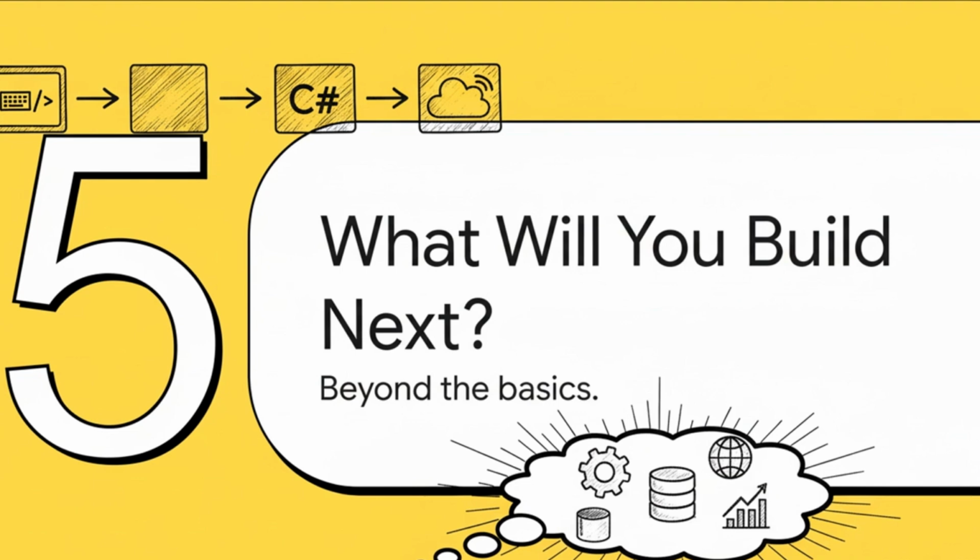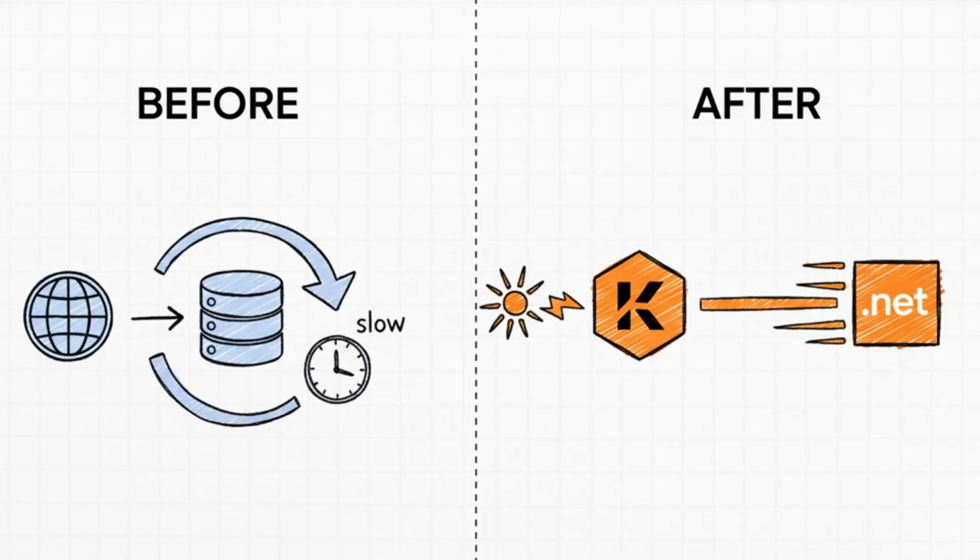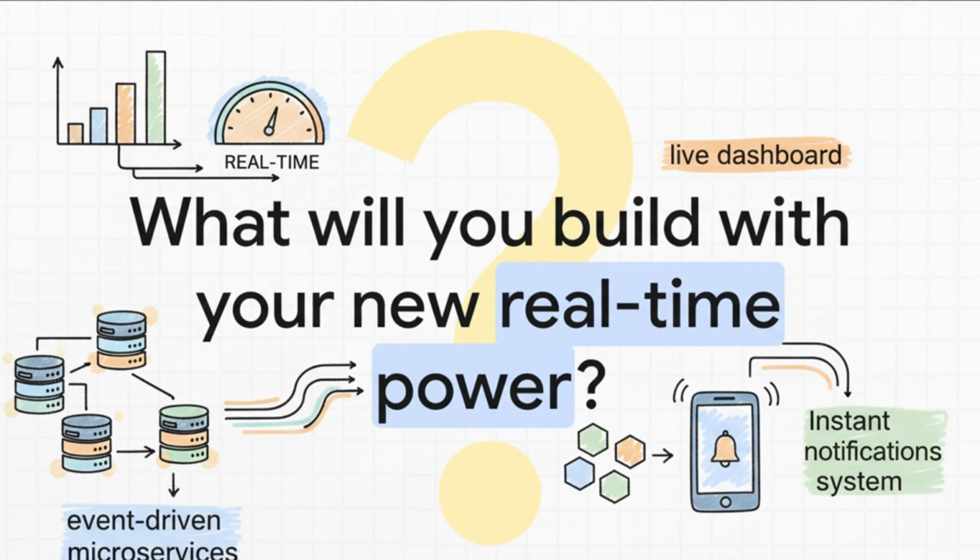Let's just zoom out for a second and think about what this really lets you do. Seriously, take a moment. This is a huge deal. You've just unlocked real-time data flow for your application. You're no longer stuck constantly asking the database, is there anything new yet? Now your app can just react to things as they happen anywhere in your entire system. You now have the fundamental building block for making your apps feel truly alive.